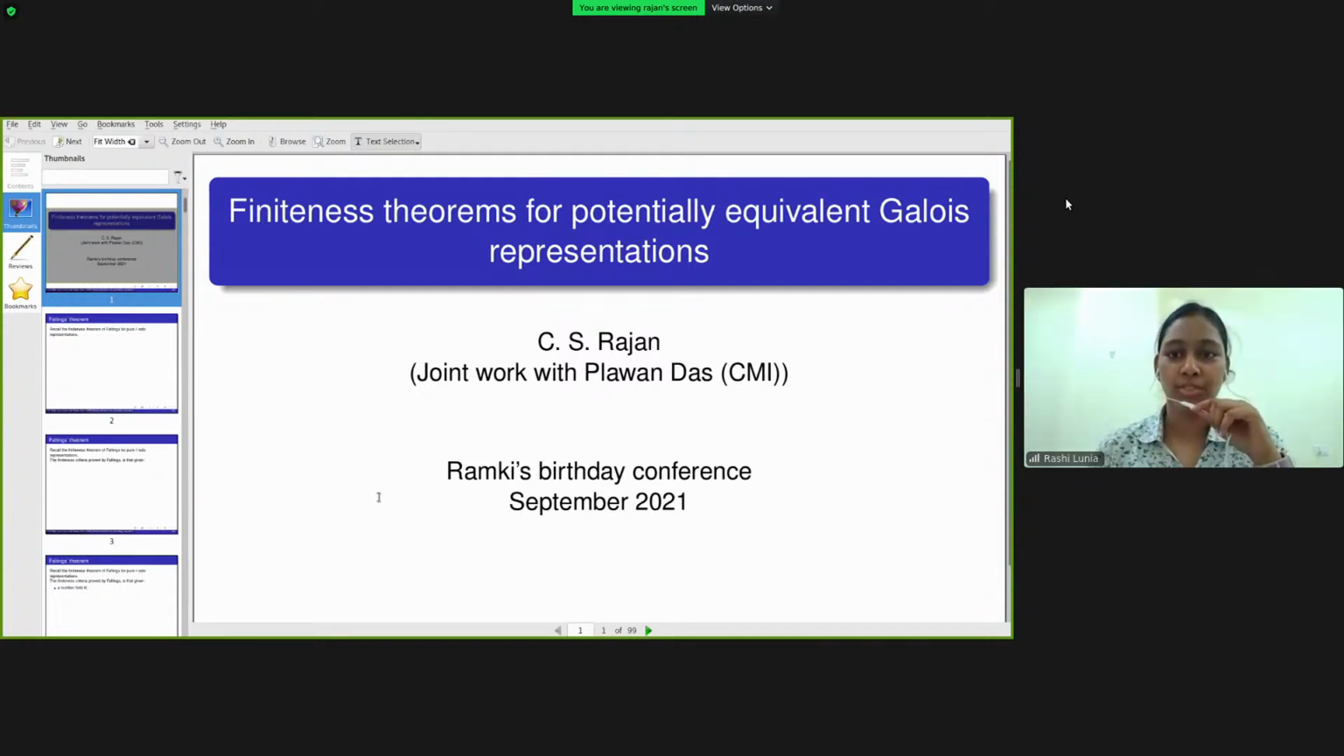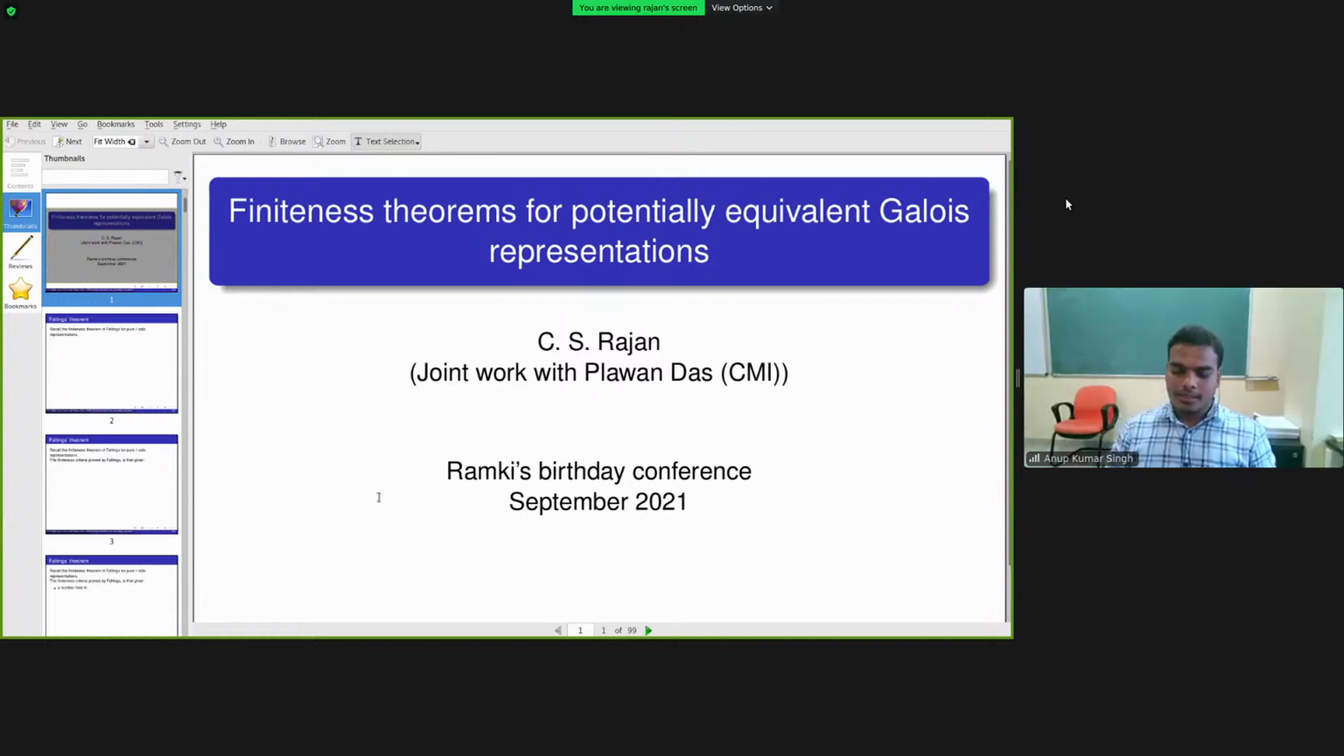So welcome everyone to the second session of the first day of this conference. I would like to invite Dr. Anup Kumar Singh from NISA Bhubaneswar to chair this session. Over to you, Dr. Anup. Thank you, Rashi, for the introduction. And I would like to thank all the organizers for organizing this on the occasion of the 60th birthday of Professor B. Ramakrishnan.